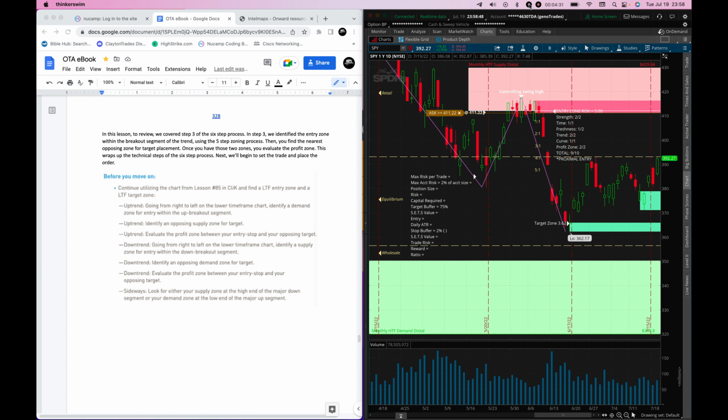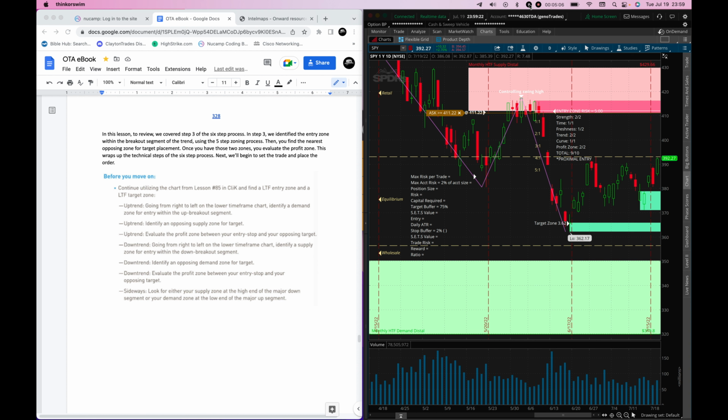Before you move on, continue utilizing the same chart you used from previous lessons and find a low time frame entry zone and a low time frame target zone. In an uptrend, going from right to left on the lower time frame chart, identify a demand zone for entry within the uptrend's breakout segment. In the uptrend, identify an opposing supply zone for a target, and also evaluate the profit zone between your entry, your stop, and your opposing target.